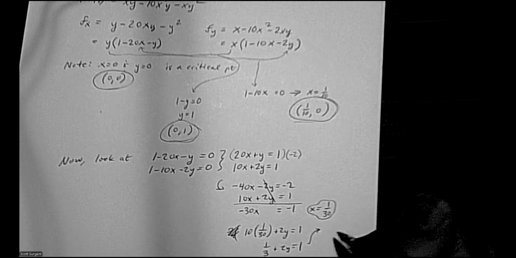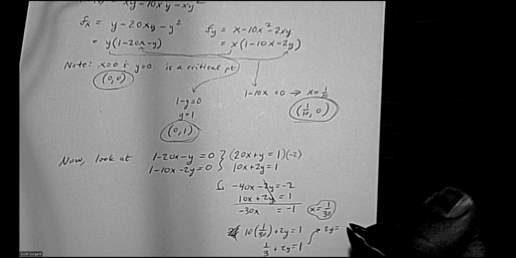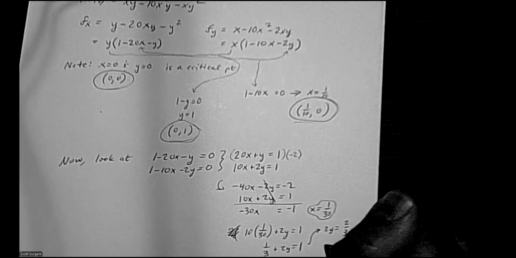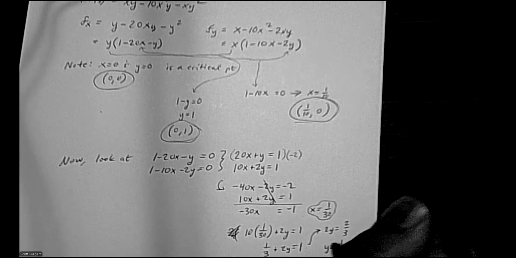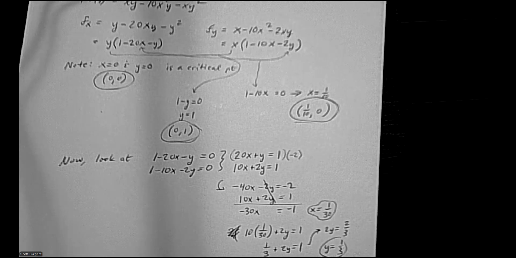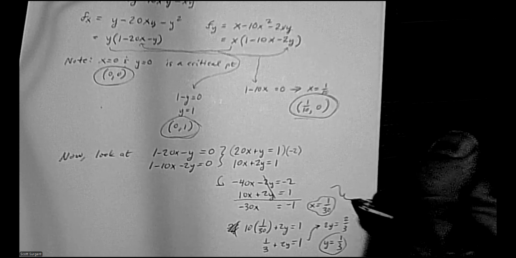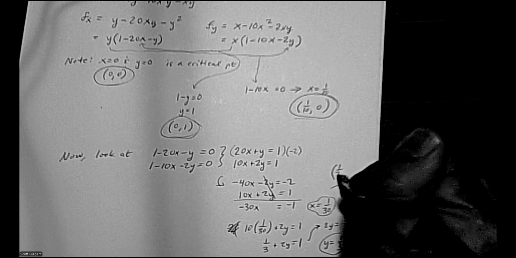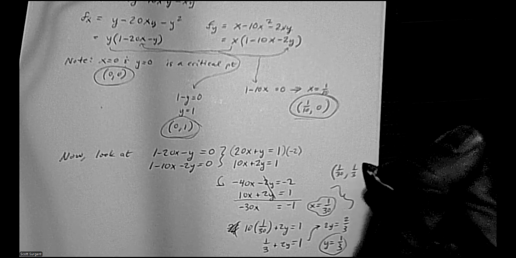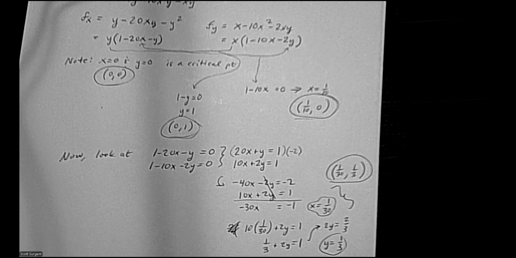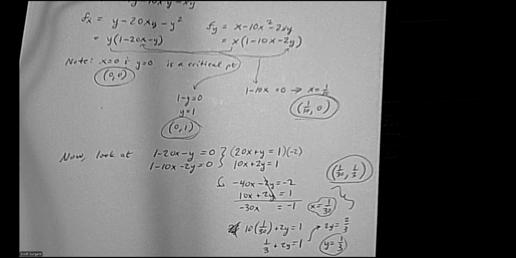I'm running out of space here. So I got 2y. One take away third is 2/3. And divide by 2, you get 1/3 again. So that's your fourth critical point. Looks like it's going to be 1/3, comma 1/3. So there's your 4 critical points.